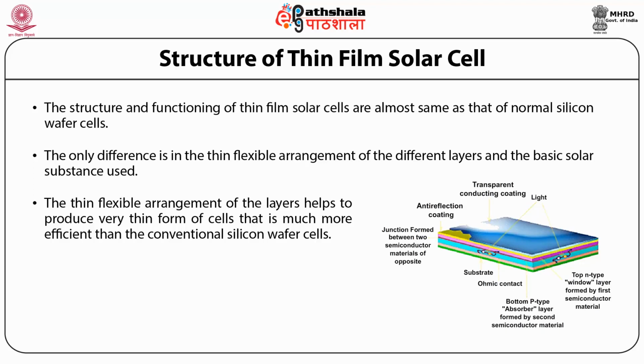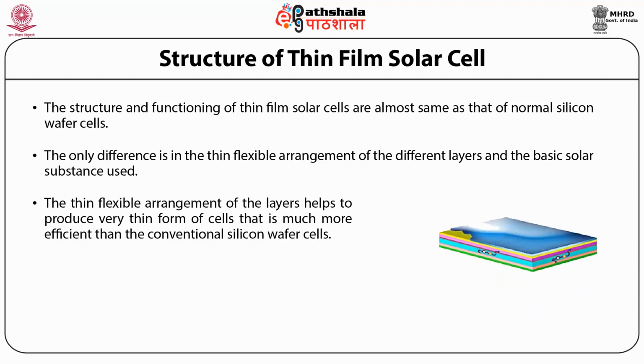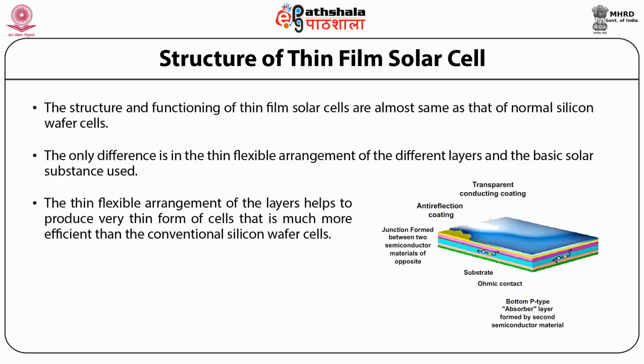Then above the substrate we have the bottom electrode, which is having an ohmic contact with the actual layers, which leads to the photovoltaic phenomena. So over the substrate there is an ohmic contact, which is a bottom electrode. Then in between there is a junction formed using two layers of two different semiconductors. That is, the bottom is a p-type absorber layer formed by the second semiconducting material, and above that there is a top n-type window layer formed by the first semiconductor material. Then there is an anti-reflection coating on the top n-type window layer, and above that there is a transparent conductive coating. So this is the structure of a thin film solar cell.